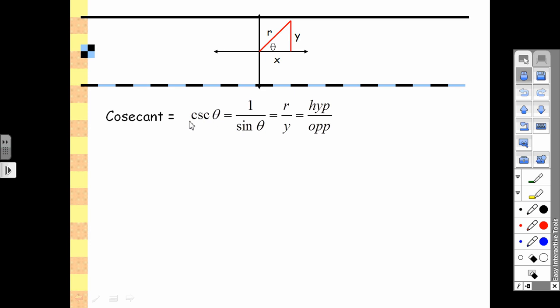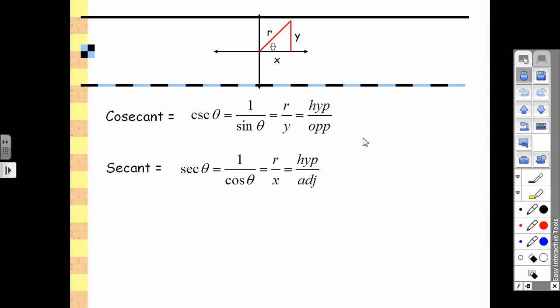Cosecant, which is abbreviated with the CSC, is the reciprocal of your sine. So cosecant theta is the same as 1 over sine of theta. So if you think about what the definition of sine was, opposite over hypotenuse or y over r, if we're going to do the reciprocal, now that's going to be r over y, or hypotenuse over opposite.